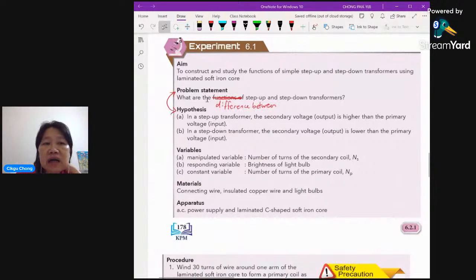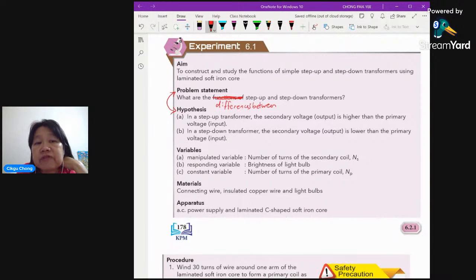So you always have a question mark here. Now, what are the differences actually? Because why I change is a function of step up, because your hypothesis should be able to answer the problem statement. But I can see your hypothesis is just saying in a step-up transformer, the secondary voltage, we call it output voltage, is higher than the primary voltage. And in a step-down transformer, the secondary voltage is lower than the primary voltage. So there's no function there. You're not talking about the function, isn't it? So I feel that the problem statement should be changed.